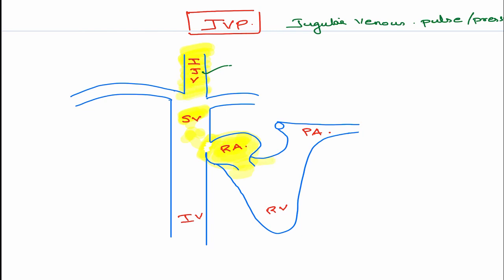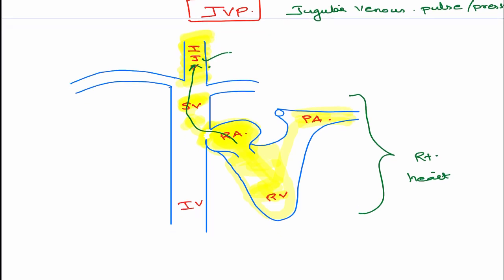So whatever change in pressure in the atrium can be accessed in the internal jugular vein, and any pathology related to the entire right side of the heart, including the pulmonary artery, will affect the pressure within the atrium, and this pressure variation will be reflected in the internal jugular vein. So by measuring the pressure within the internal jugular vein, we can understand the problems related to the right heart and the pulmonary vessels. This is the importance of JVP.